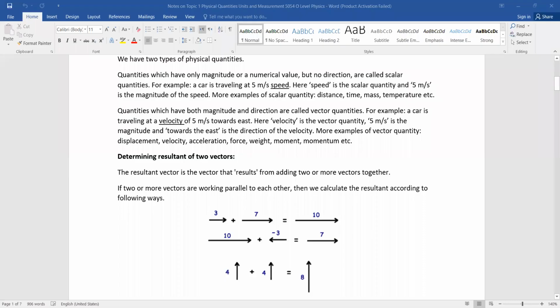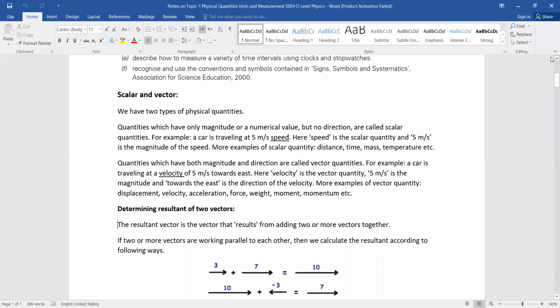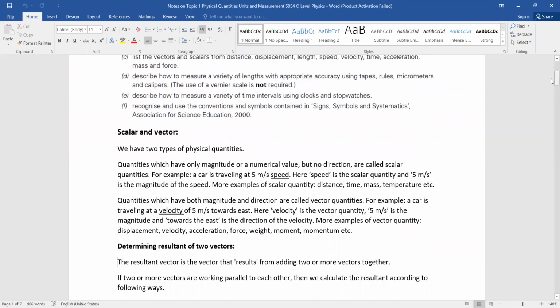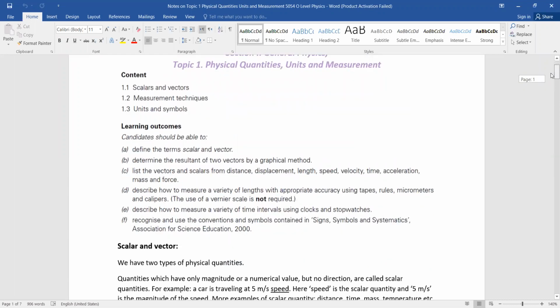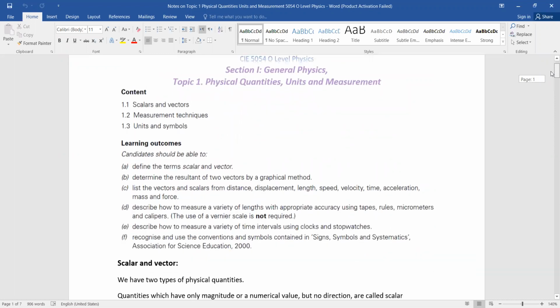We are starting the class from the first topic, topic 1, physical quantities, units and measurement, right? I think you have an idea about all the topics, right? So far you finished 18 topics, right? And you must have an idea about the Cambridge syllabus and contents.